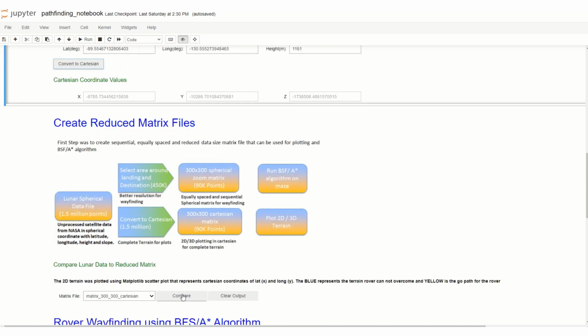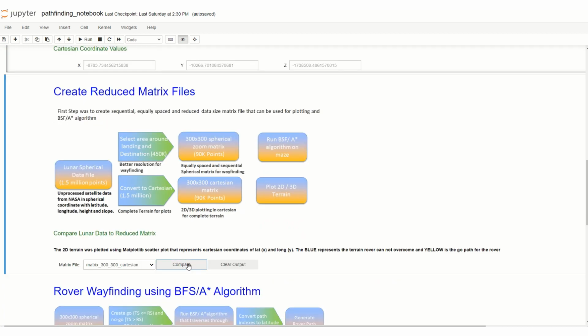So our first step was to create a sequential, equally spaced, and reduced matrix file that we could use for plotting and the BFS or A* algorithm. We used the original 1.5 million point data file and split it into two files. The first one was a 300 by 300 spherical zoom matrix, which we ran the BFS and A* algorithm on, and the other one was the 300 by 300 Cartesian matrix, which we plotted for 2D and 3D terrain. And here are some comparisons of some graphs.